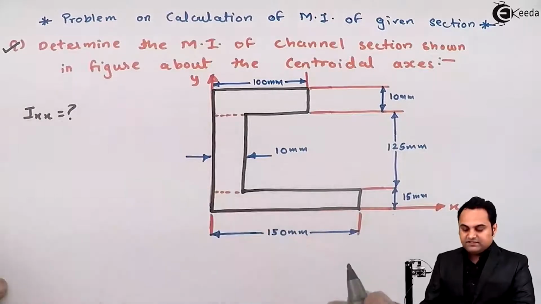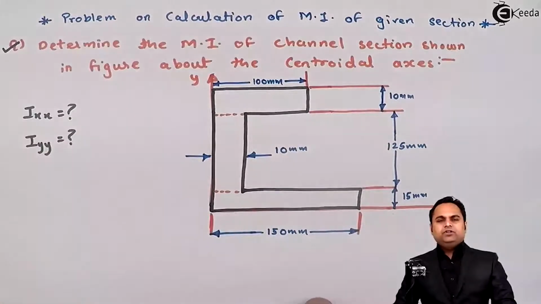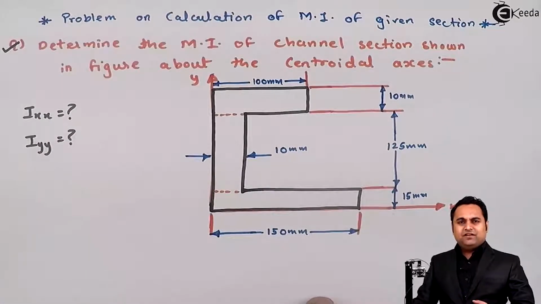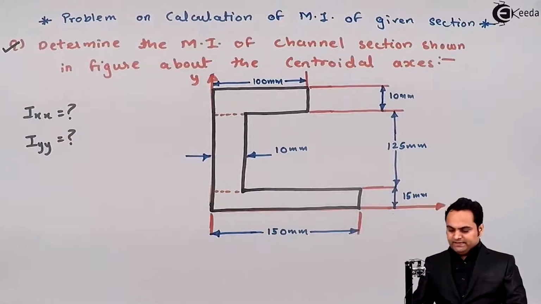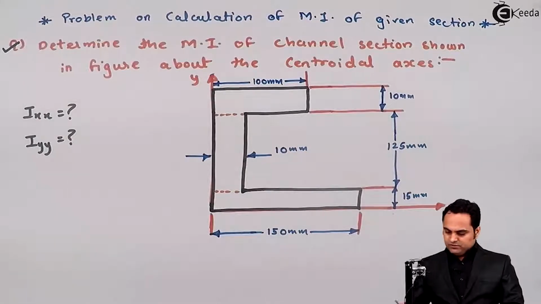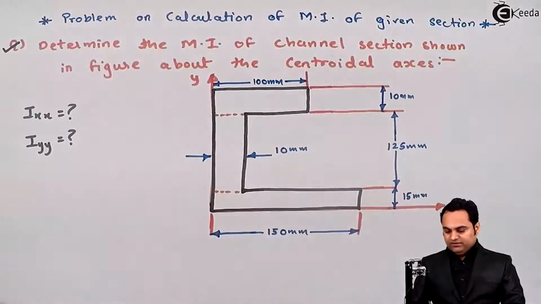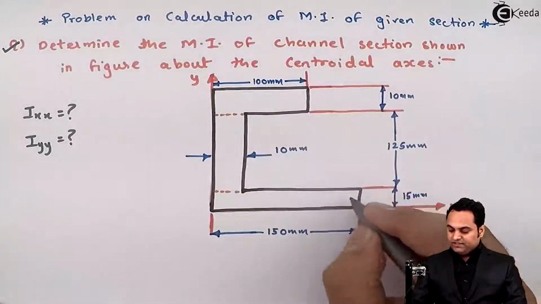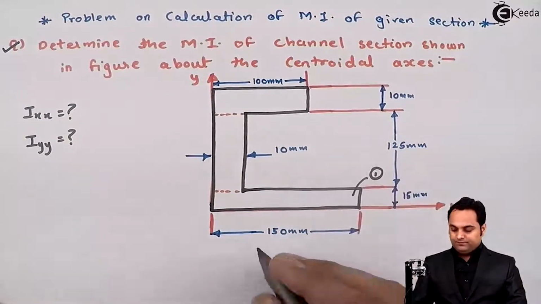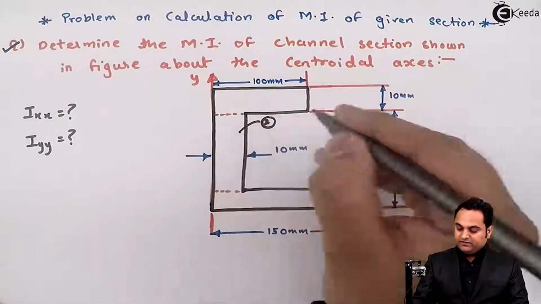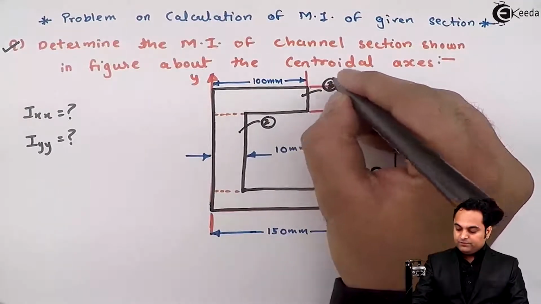It means here we have to find out Ixx and Iyy. Now, how to calculate Ixx and Iyy? The first step is we should know where the centroidal axis is located. That is, we should know where the x-axis and y-axis are. And for that purpose, I have divided this channel section into three rectangles. This will be rectangle 1, then rectangle 2, and next this would be rectangle number 3.